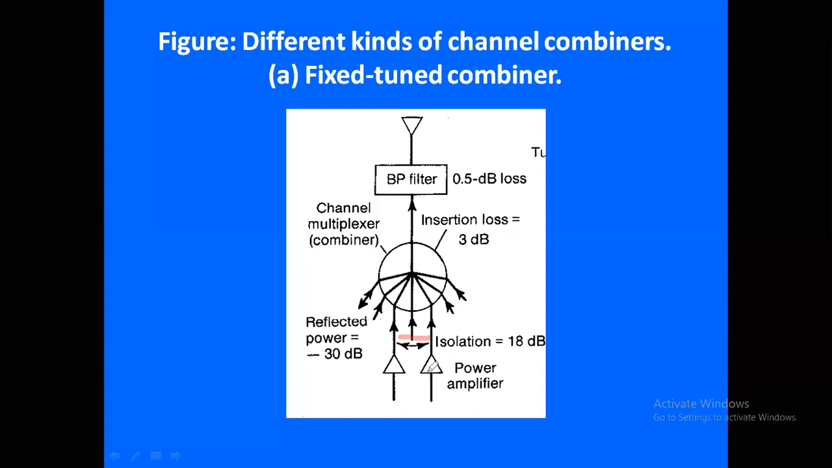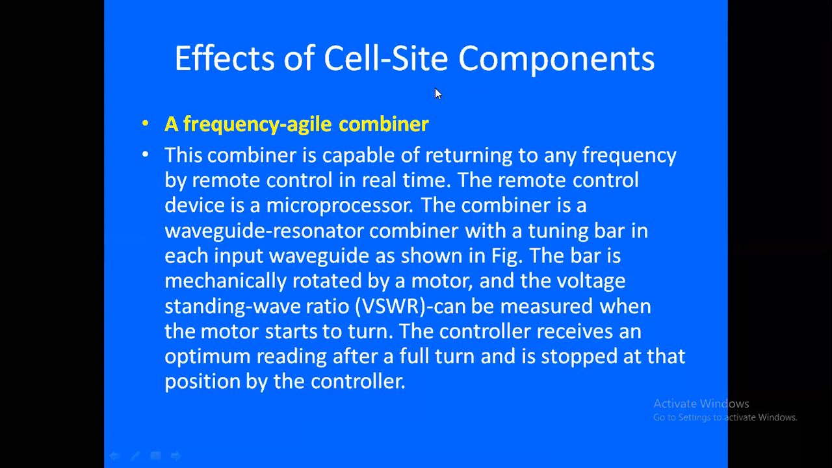These are the power amplifiers, and the reflected power is minus 30 dB. The insertion loss will be 3 dB, and there will be 0.5 dB loss in the band pass filter. This is the channel multiplexer or combiner, and there will be isolation of 18 dB. So this is a fixed tune combiner.